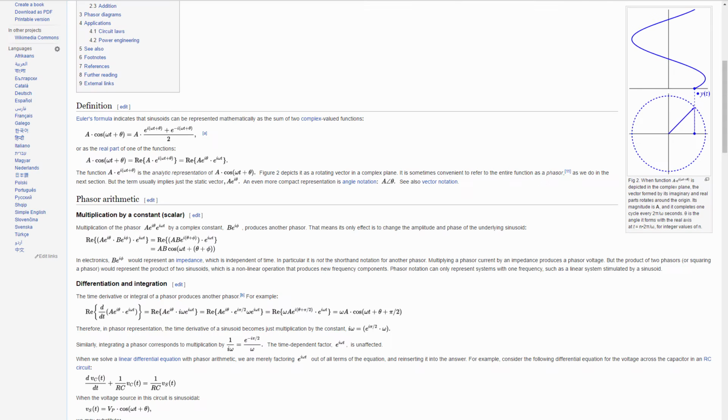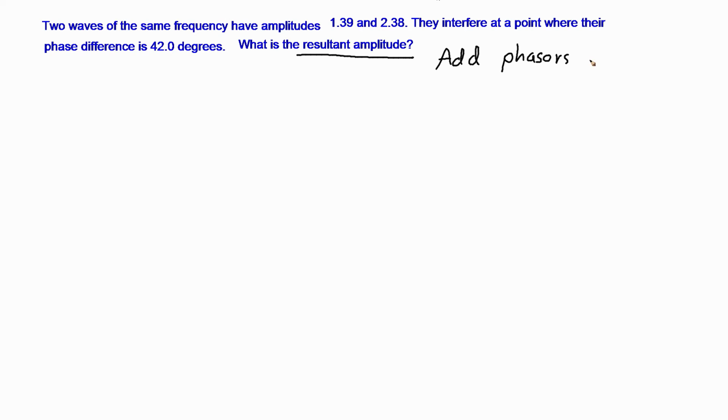And if you remember, the phasors are vectors. And as vectors, they have a magnitude. So each phasor has a magnitude, and the magnitude is equal to the magnitude of the wave, and the direction is equal to the phase of the wave.